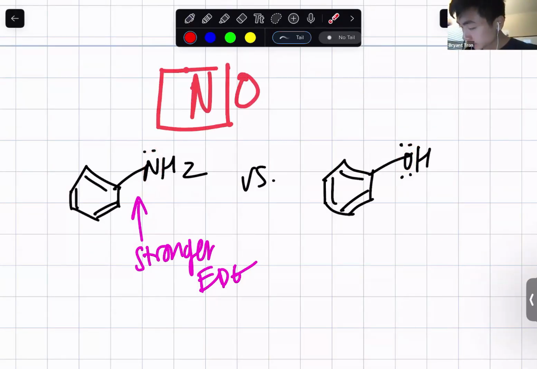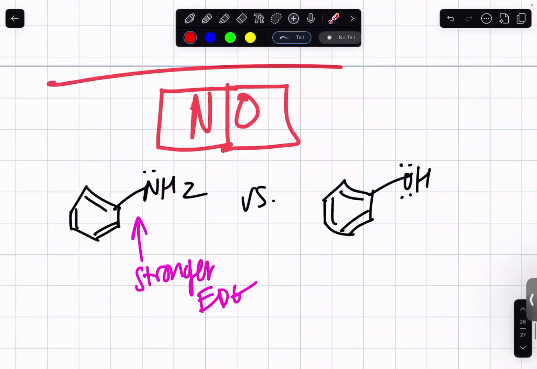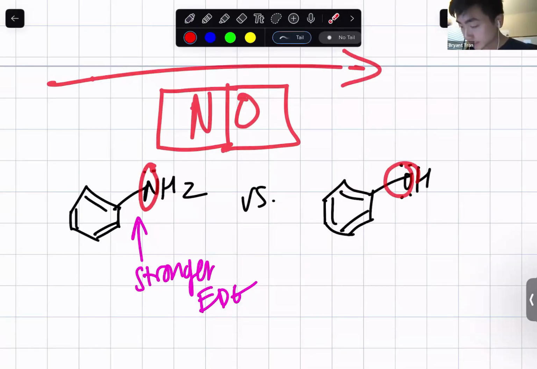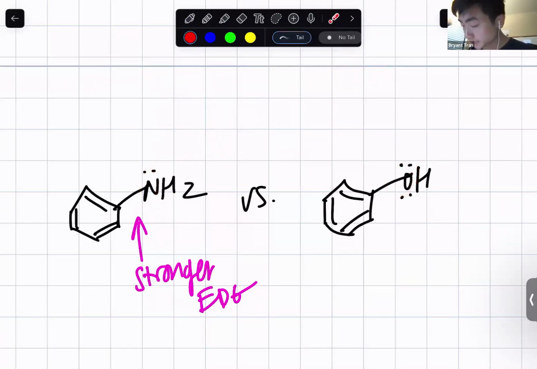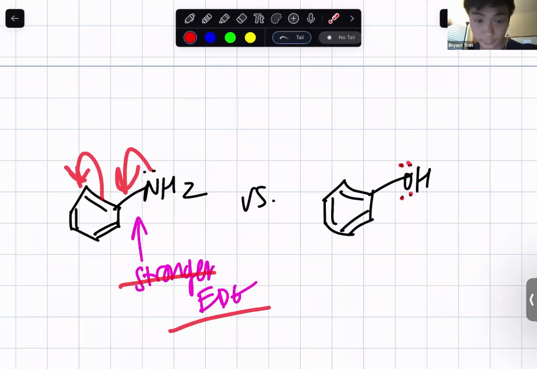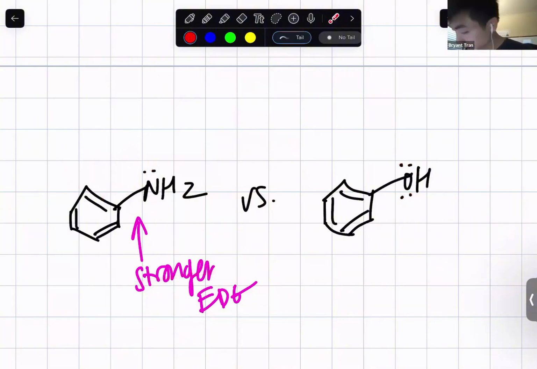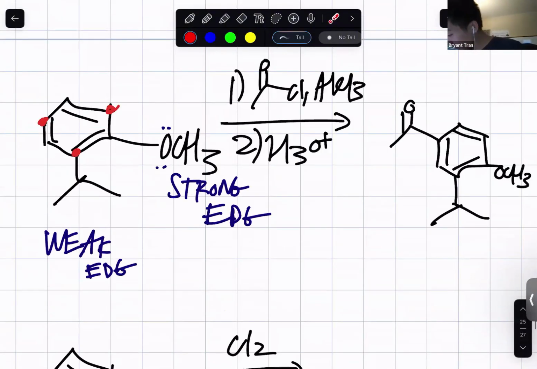If you look at the periodic table, nitrogen is on the left of oxygen. Oxygen is to the right. Electronegativity increases from left to right, so oxygen is more electronegative, and nitrogen is less electronegative. Because of that, oxygen wants to keep its electrons. It does not want to donate electrons as much as nitrogen does. Because nitrogen is less electronegative, it's more willing to donate electrons. That's why it's a stronger electron donating group.